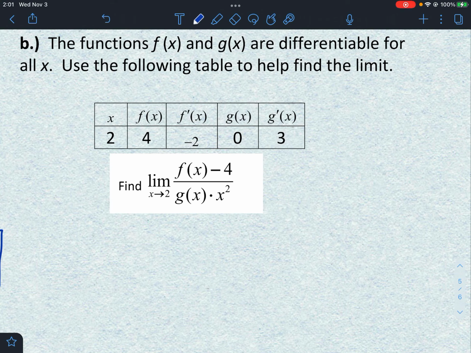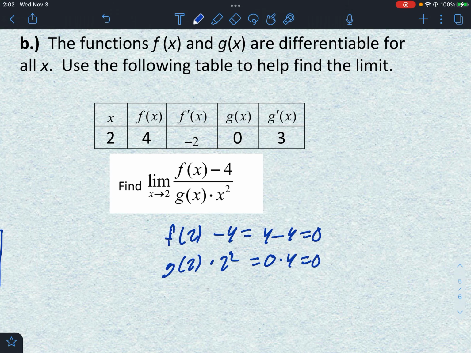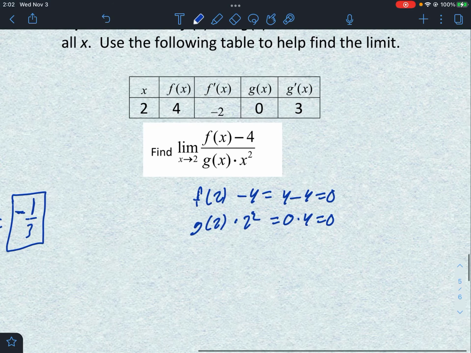The functions f and g are differentiable for all x. Use the following table to help find the limit. All right, so we have the limit as x approaches 2. If we were to put 2 in, so f of 2 minus 4 will be 4 minus 4, which is 0. And then g of 2 times 2 squared will be 0 times 4, which is 0. So 0 over 0, which means L'Hopital's Rule will apply to this problem.